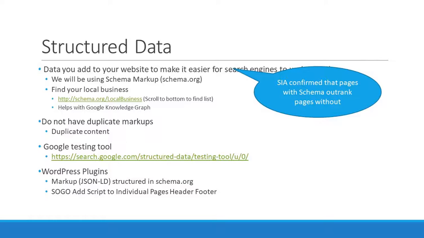The Google testing tool URL is one that we're going to be using a lot in this, and we're going to use the WordPress plugins: Markup, JSON-LD Structured Data, and Schema.org, and Add Script to Individual Pages, Header and Footer. Now let's take a look at the individual pages that we're going to want to mark up, as well as what we're going to have across the site.